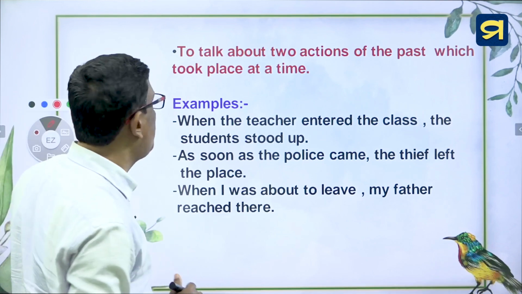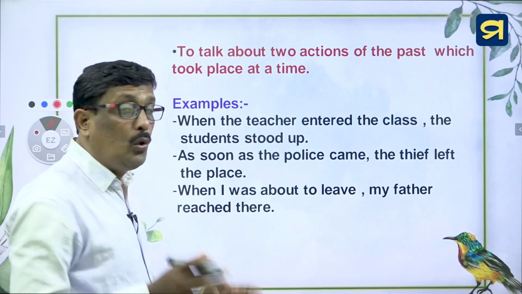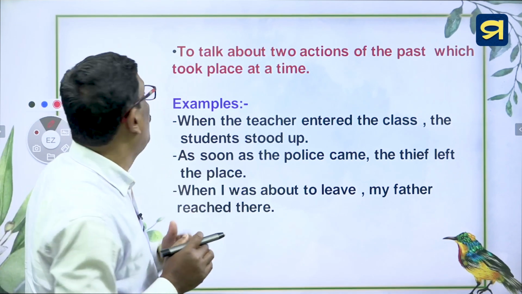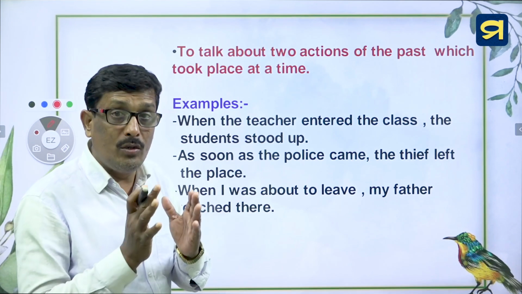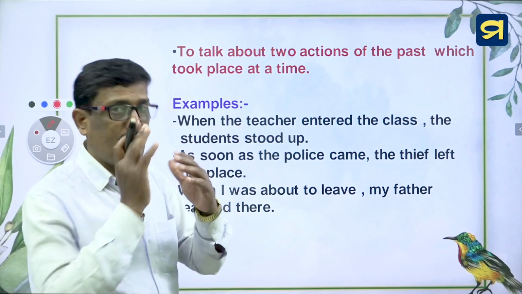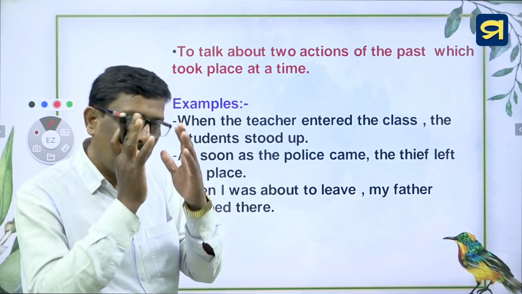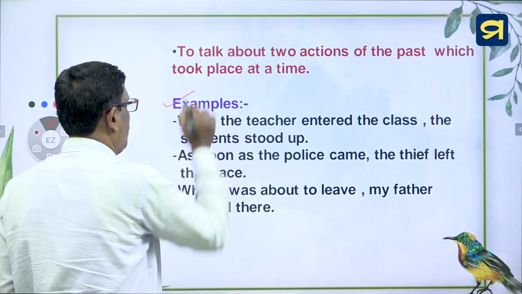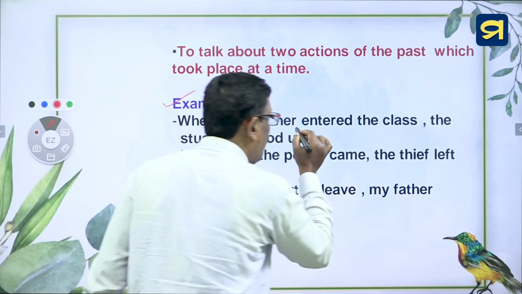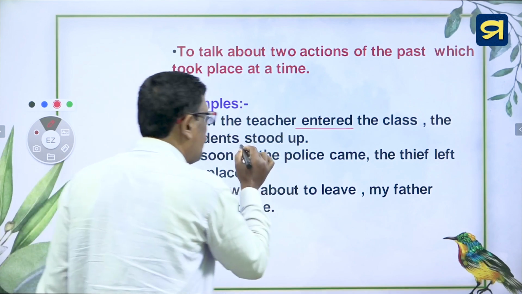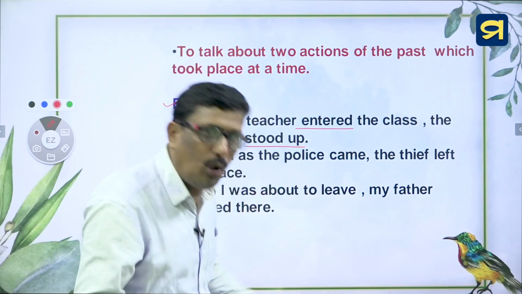Next, dear students, another rule for simple past tense. To talk about two actions of the past which took place at a time, two actions of the past that took place simultaneously, both the actions are written in simple past tense. Have some examples. When the teacher entered the class, the students stood up. Both the actions took place at a time. The teacher entered and all the students stood up.